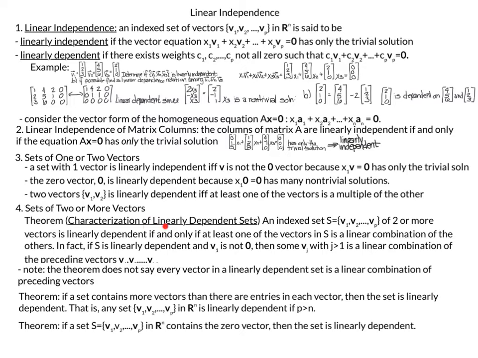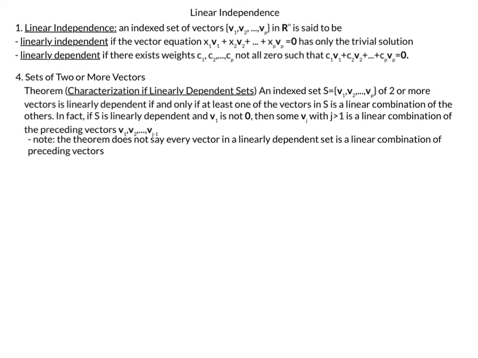Next, we can look at characterizing a set of linearly dependent vectors. So I cleared some stuff out here and I moved up my definition to make more room. We can characterize linearly dependent sets by this statement: an indexed set S, v1, v2 up to vp, of two or more vectors, is linearly dependent if and only if at least one of the vectors in S is a linear combination of the others.